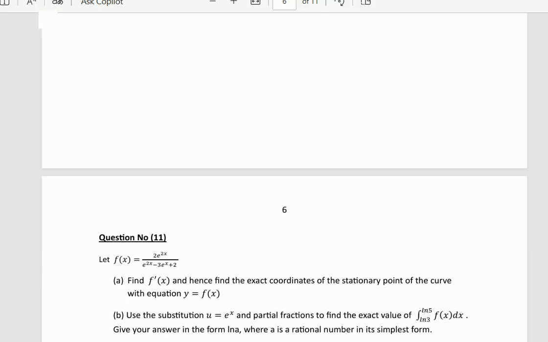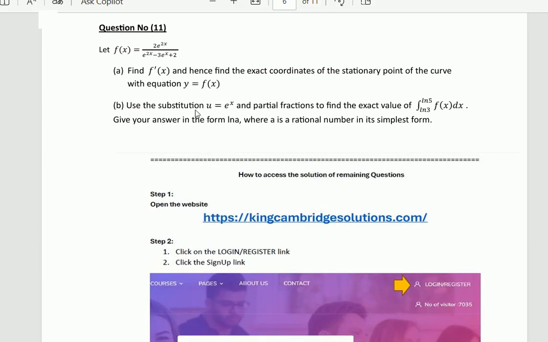Now, for question number 11 of this session, let f(x) equal to 2e^(2x) over e^(2x) minus 3e^x plus 2. Part A, find f'(x) and hence find the exact coordinates of the stationary point of the curve with the equation y equals f(x).